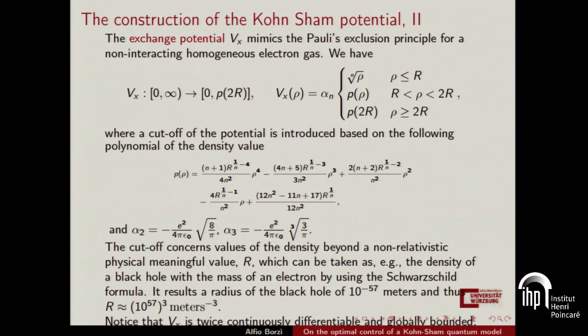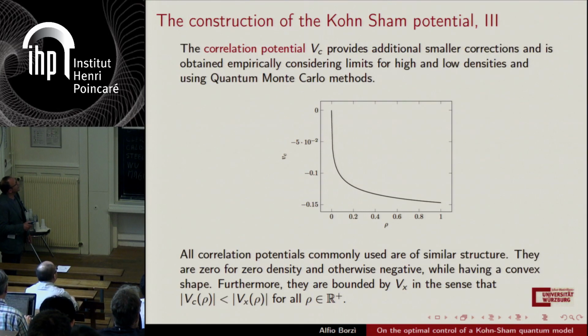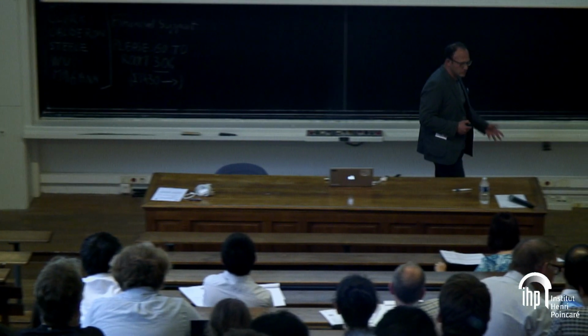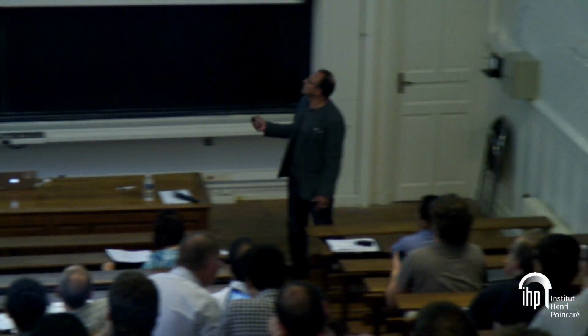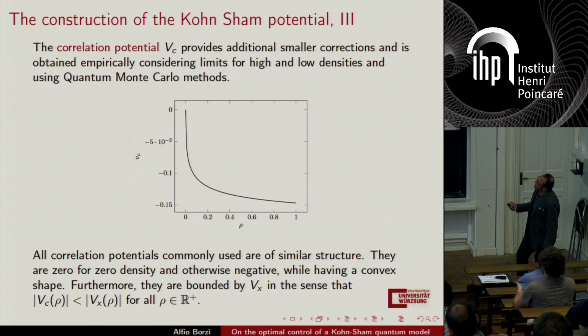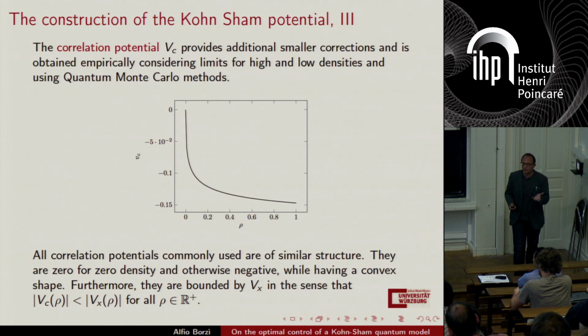Anyway, the other important first condition is that this exchange potential is continuously differentiable and globally bounded. This is why we use this polynomial to get some differentiability properties. Okay, the Lada potential, the correction one, is not known analytically, but there are a lot of Monte Carlo simulations to try to get the shape of it. All that are known are actually of this form. They are 0 at 0 and have some convex structure. The quantity is say 1% of the exchange potential. It's very small, but this is essential in simulation.